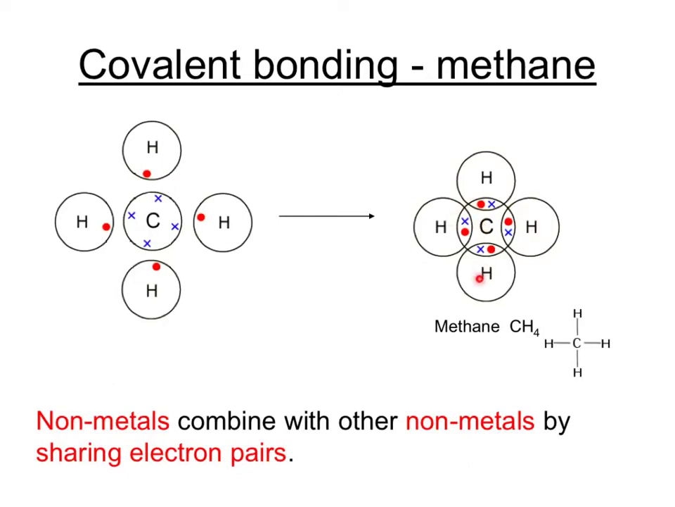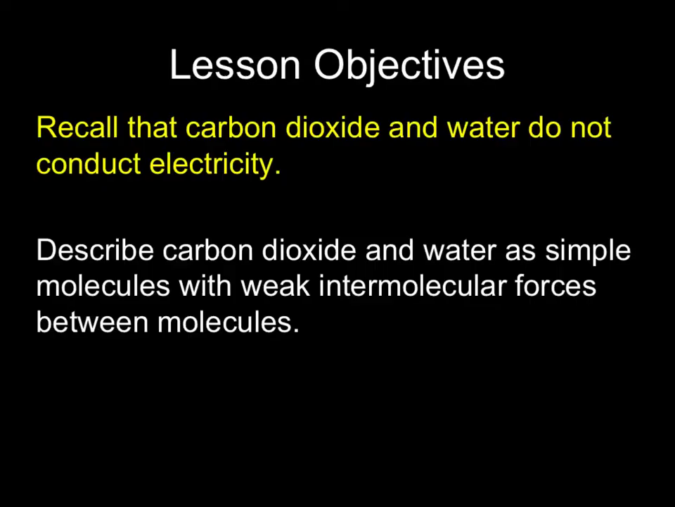So the formula of methane is CH4 because it contains 1 carbon and 4 hydrogen atoms, and we can draw each of these covalent bonds as a stick in a diagram like this, displayed formula shown here. So a covalent bond is a pair of shared electrons.